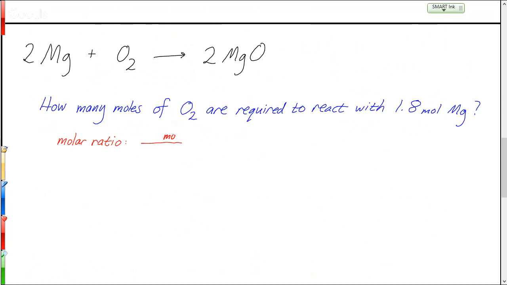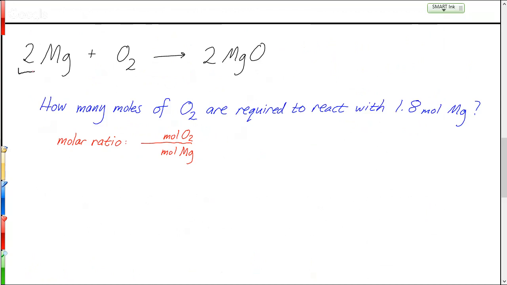So for instance, between oxygen and magnesium. That would be a way to look at a molar ratio. So how many moles of one do we need for how many moles of the other? And the nice part of that is you get those numbers directly from the equation. So you need the balanced equation, but then that's it. You just drop those numbers directly in there.